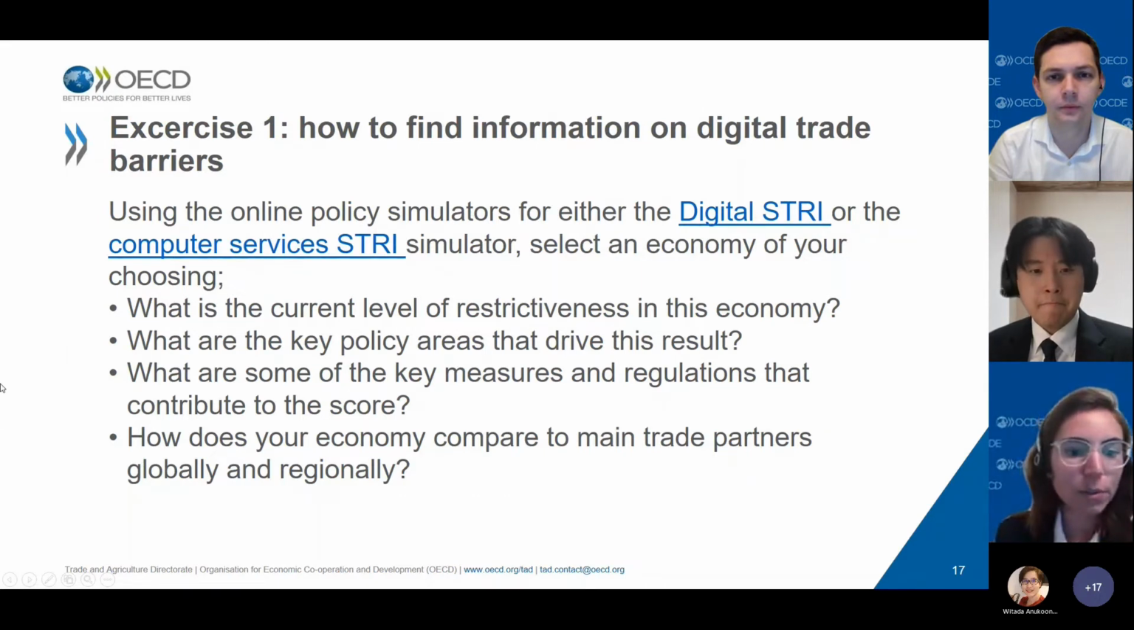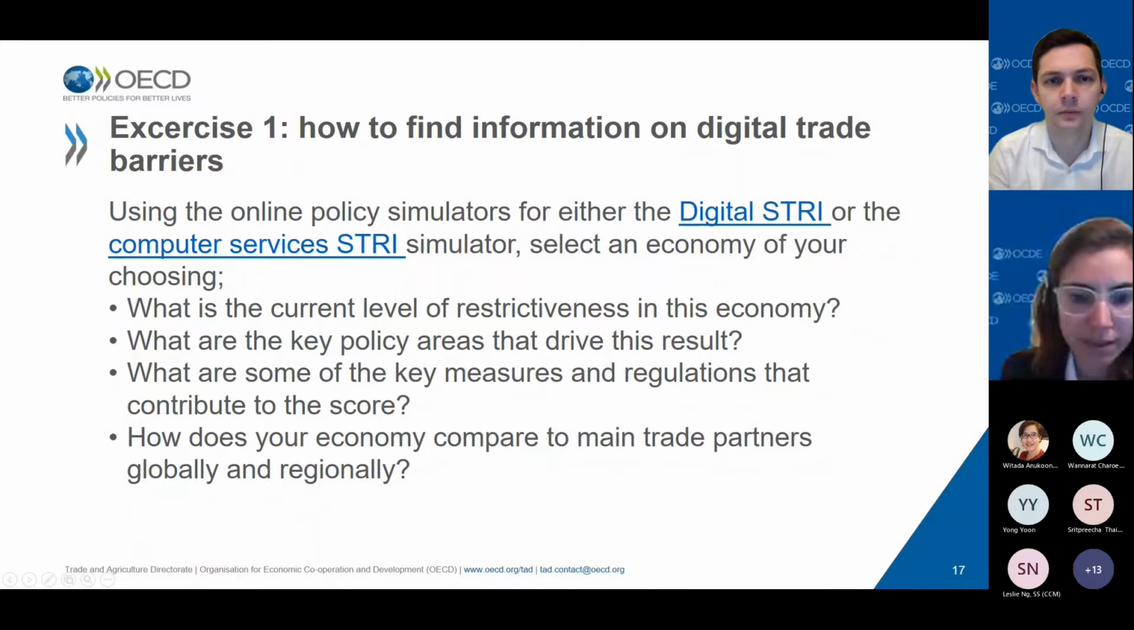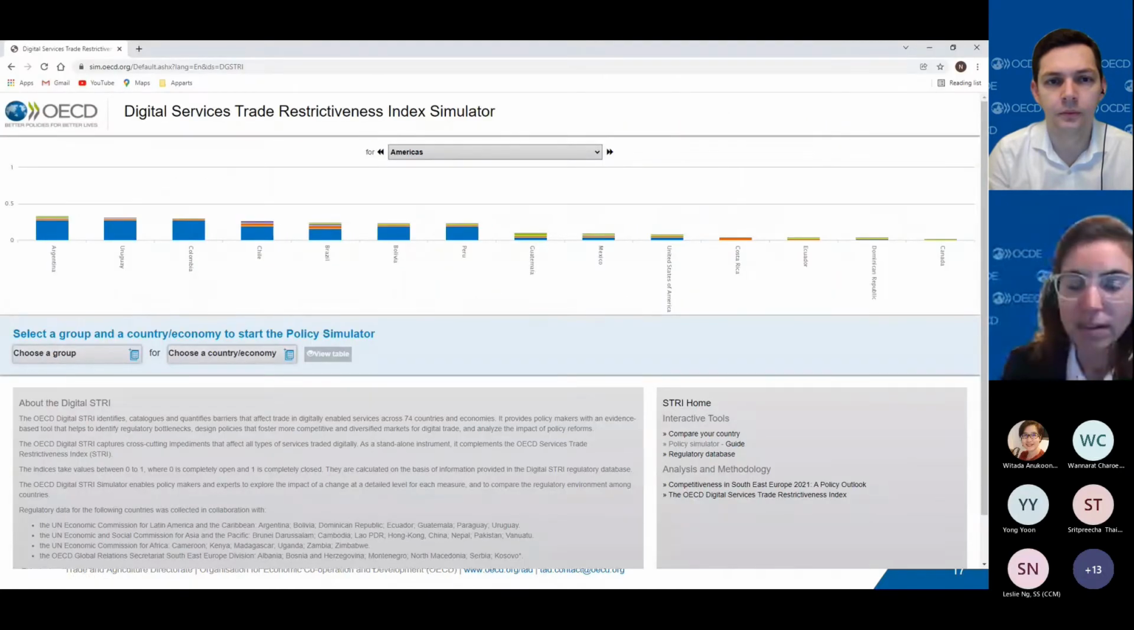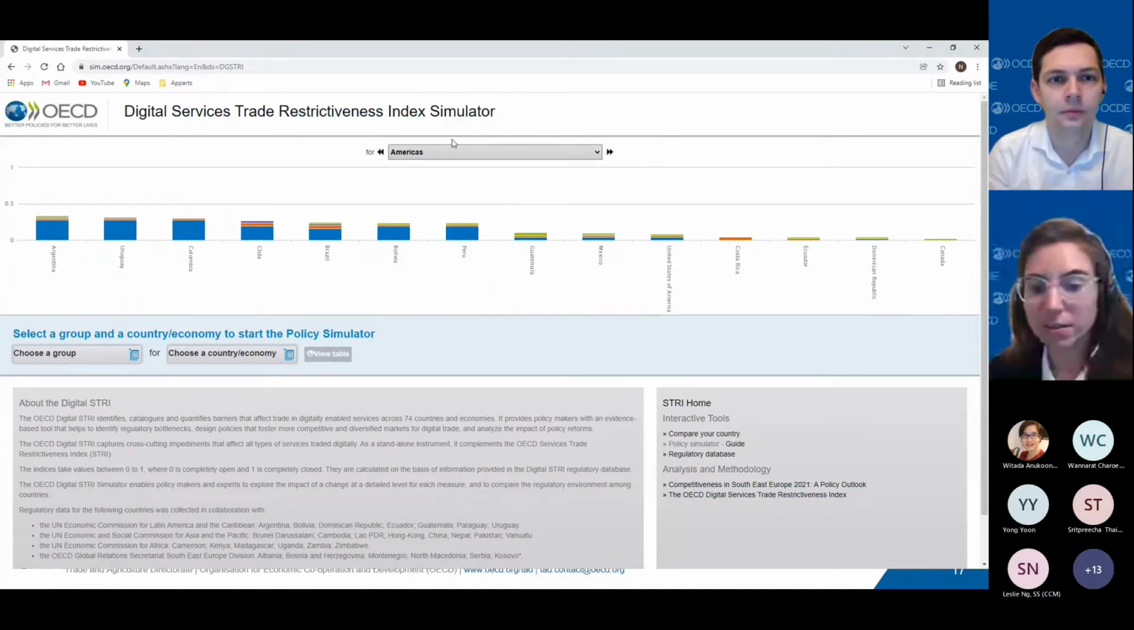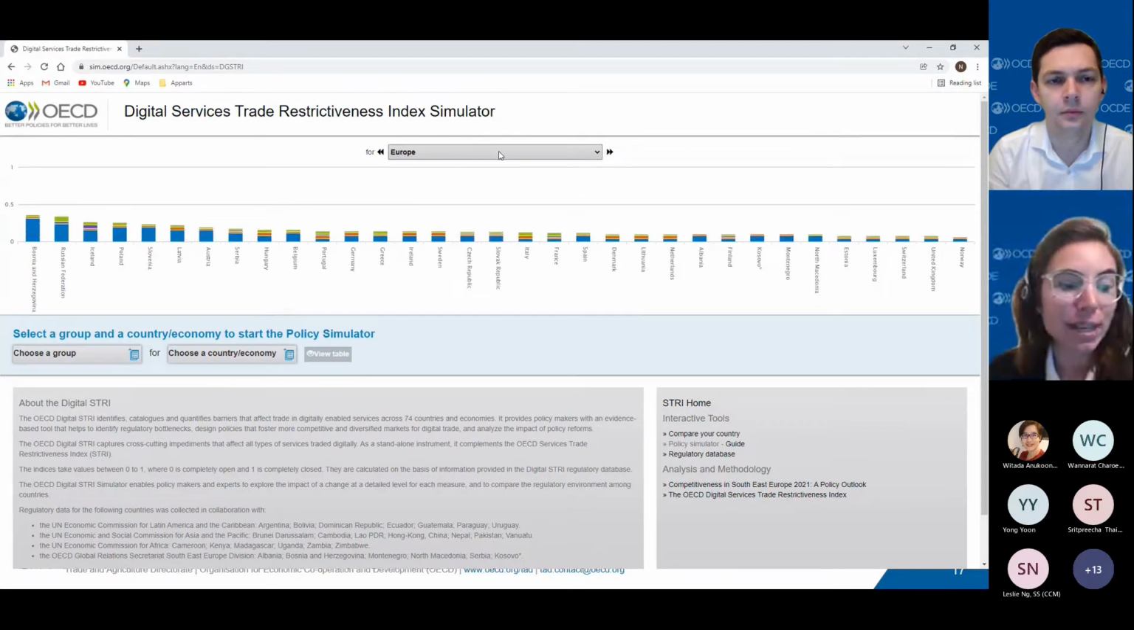First of all, I'm going to open the simulator. Can you see the simulator? Yes, great. We're very happy to present the new simulator, because as you saw in the video, it was a previous version of this digital STRI simulator, and we just updated it yesterday evening. We have the brand new simulator with a new structure of presenting it, but the content and information is exactly the same as you already saw in the video and as maybe you tried before this session.